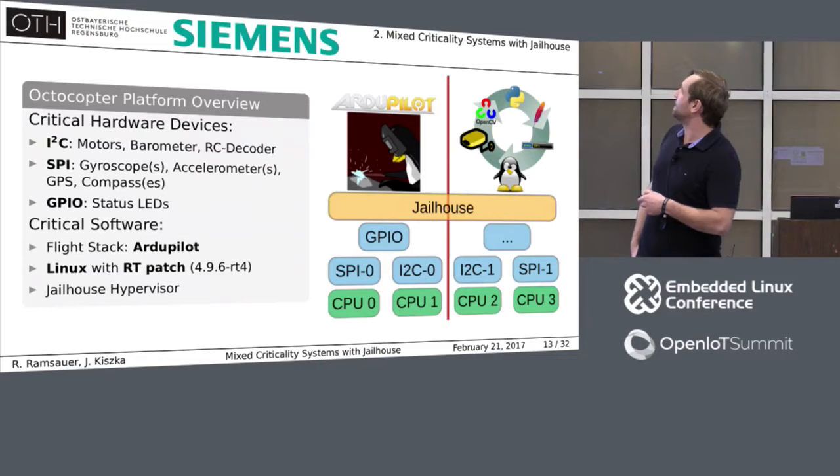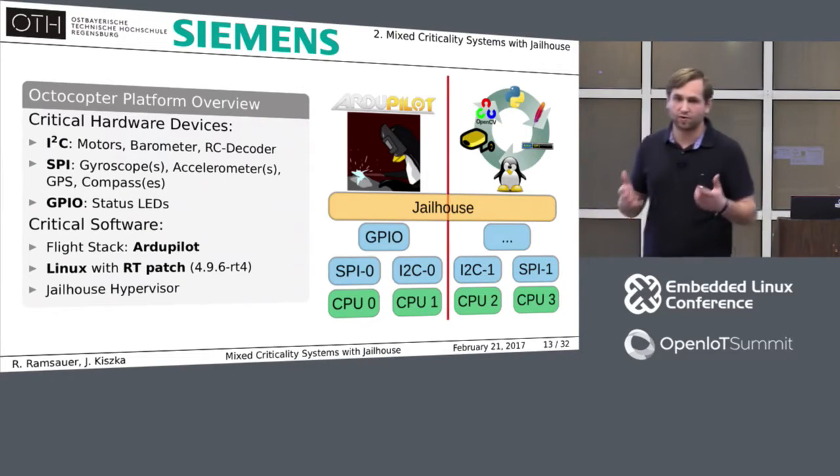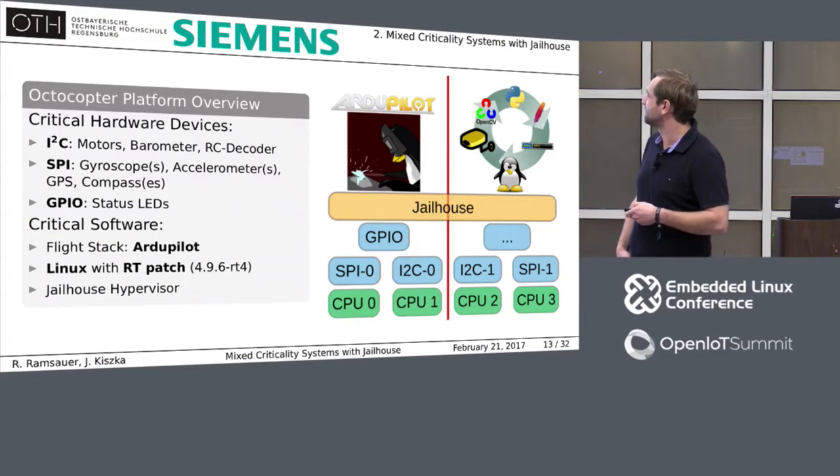And on top of that Linux kernel, as the user space application, we run the autopilot flight stack. In the rest of the system, you can run any payload, and it is guaranteed that it will not interfere in an unacceptable way with the critical world.